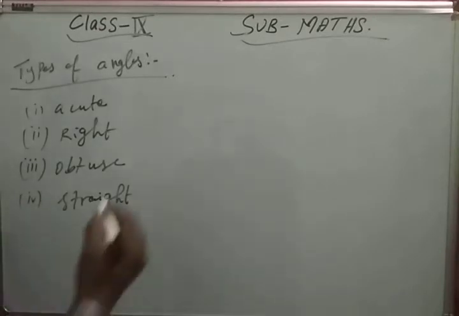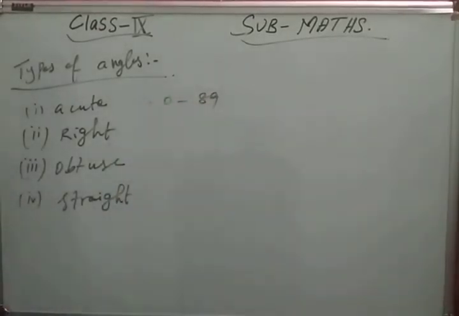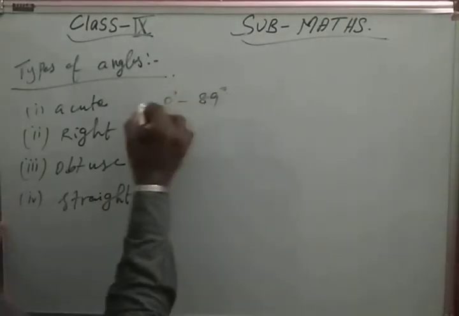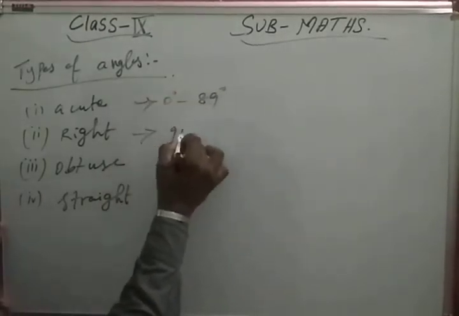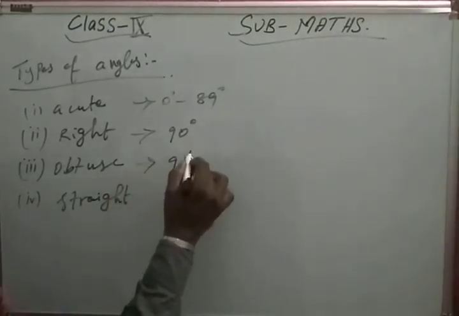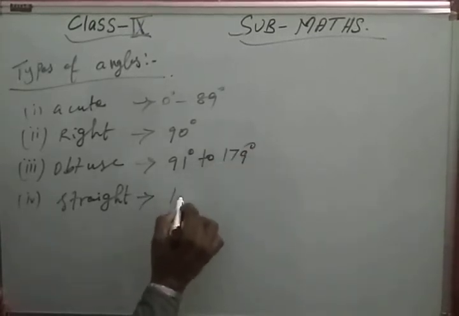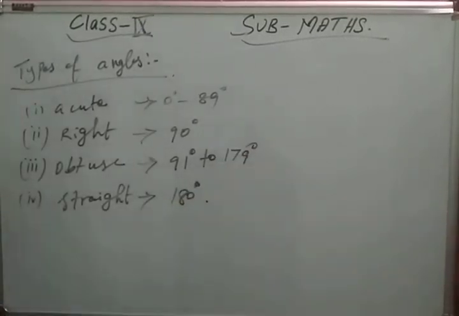Acute angle means from 0 degree to 89 degree. Then right angle means perfectly 90 degree. Obtuse angle means 91 degree to 179 degree. Then straight angle means 180 degree. Now I am going to say one more angle.